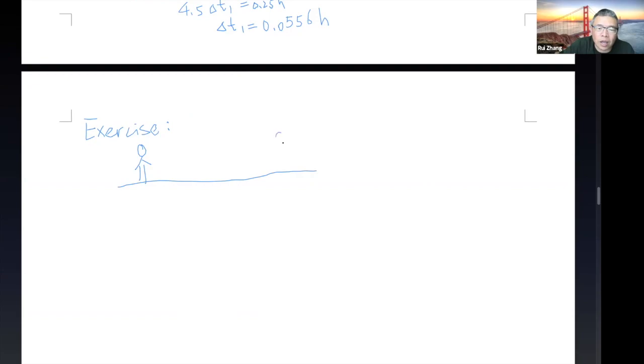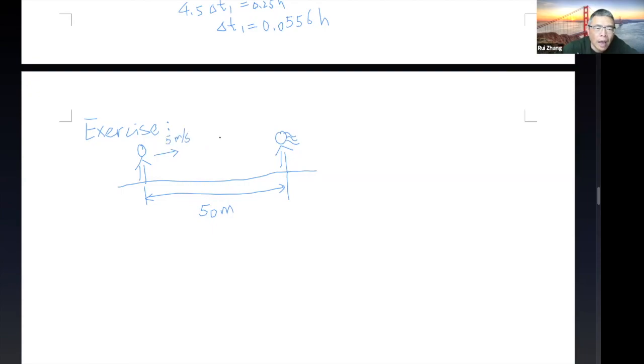You see a long time no see friend here. At the very beginning, when you see each other, the distance between you guys is 50 meters. And so when you see each other, you want to get together, right? So you guys start running towards each other. Now you're running with a speed of 5 meters per second.